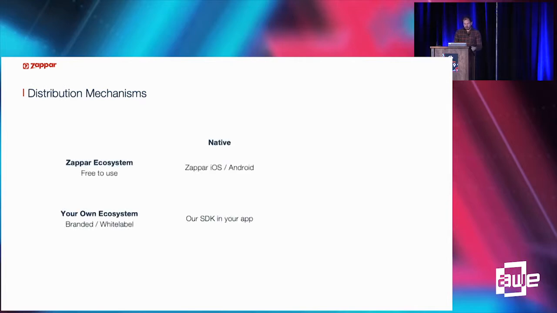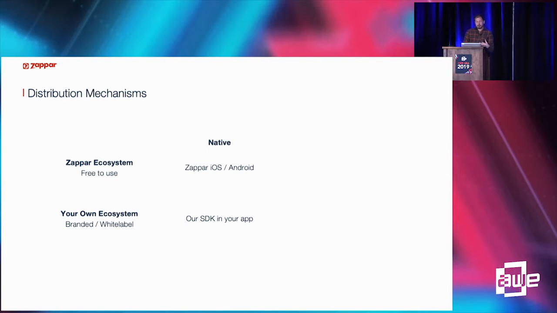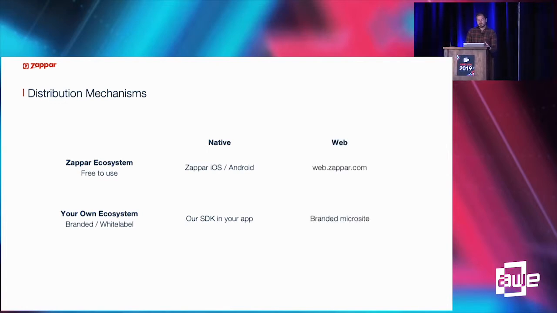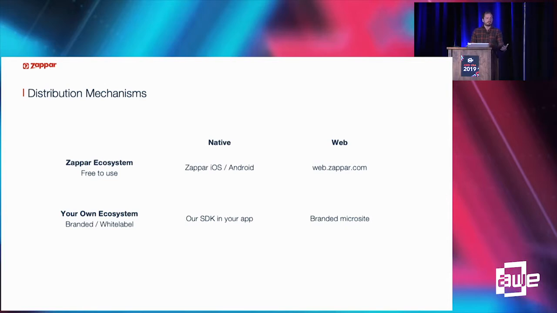Cool. So when you're building AR content, one of the most important considerations is the distribution mechanism. So how are users going to access your content? Typically with Zappar, you have two choices. You can deliver your content for free through the Zappar app, or you can embed your content in your own app. WebAR now offers two additional ways. So there's web.zappar.com, which is very much like the Zappar app, but just running in your browser, what we've seen.